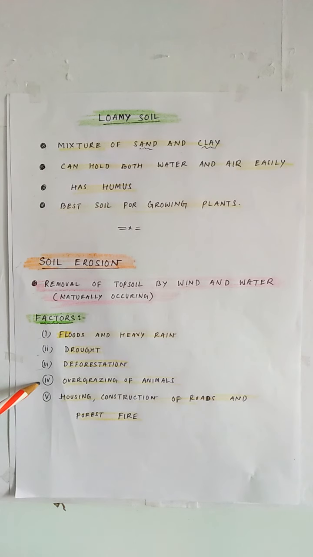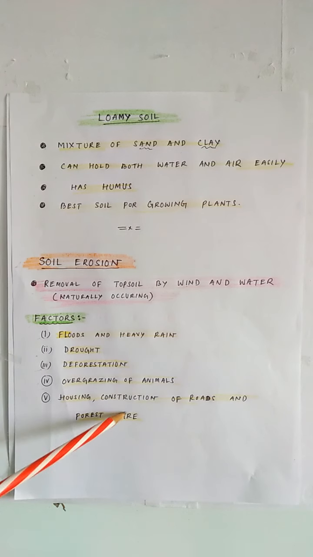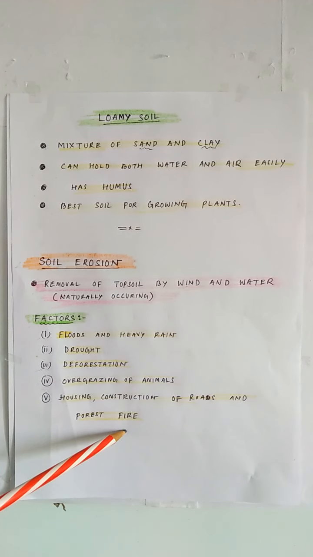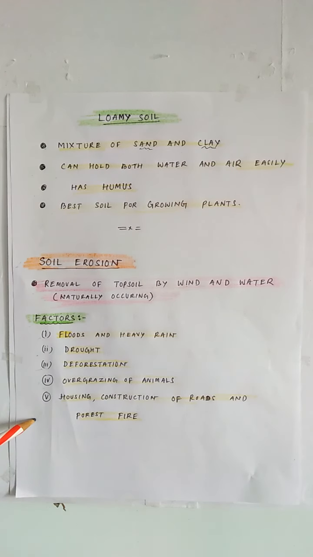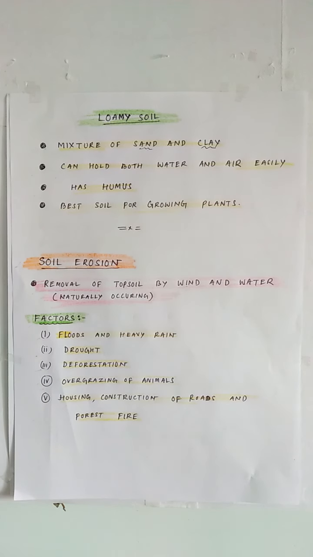Next is overgrazing by animals, which means eating of grasses by animals like cows, goats and buffaloes. It also leads to erosion of soil. There are other factors like housing, construction of roads and forest fire. They also lead to erosion of soil.